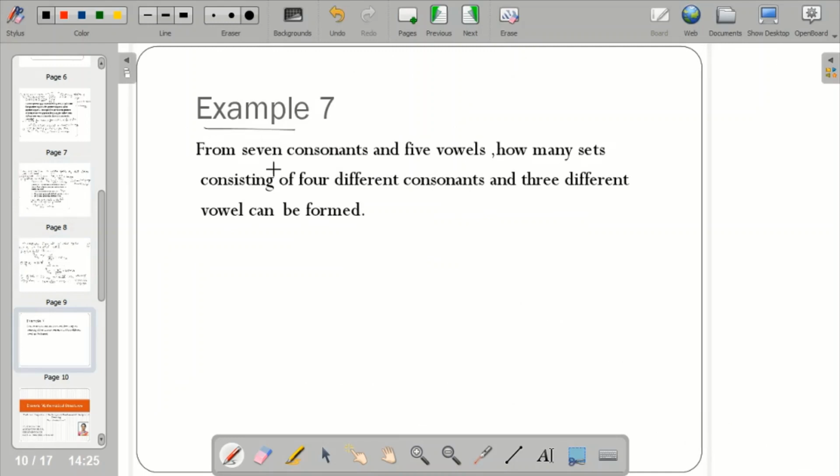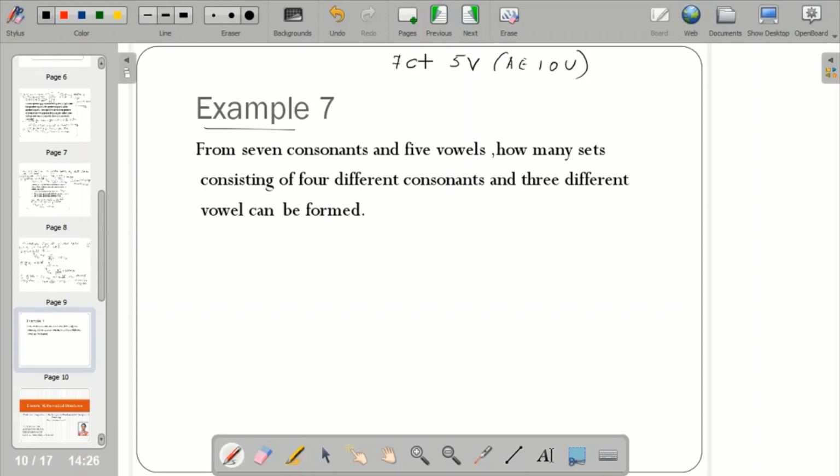It is slightly different, where the permutation concept is also involved over here. From 7 consonants and 5 vowels. Other than the vowels, whatever is there is a consonant itself. So they have told there are 7 consonants and 5 vowels. Vowels can be only 5: A, E, I, O, U. So these are the vowels.